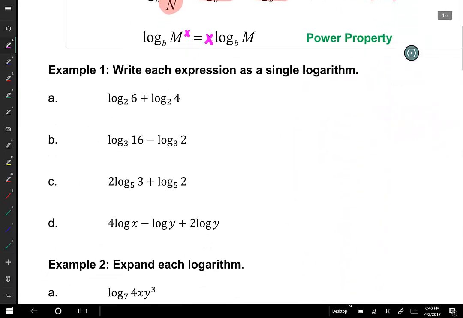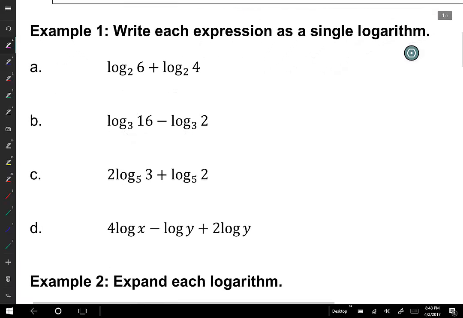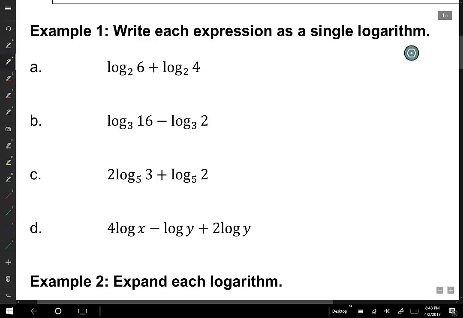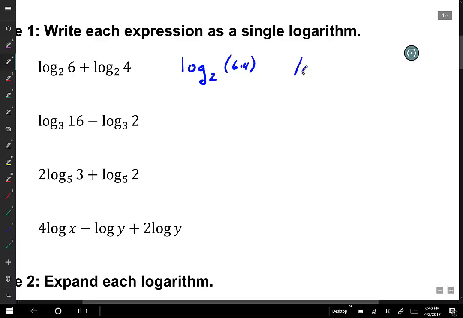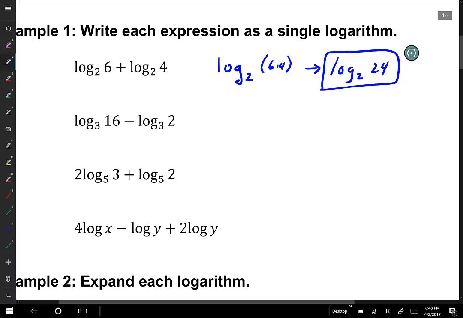So let's start here. In order to combine logarithms, you must have the same base. As we analyze this first one, we see we do have the same base. Both have base 2. This is a plus. And so a plus outside logarithms becomes multiplication inside logarithms. And so we have log base 2 of 6 times 4, which is 24. And so our single logarithm will be log base 2 of 24.